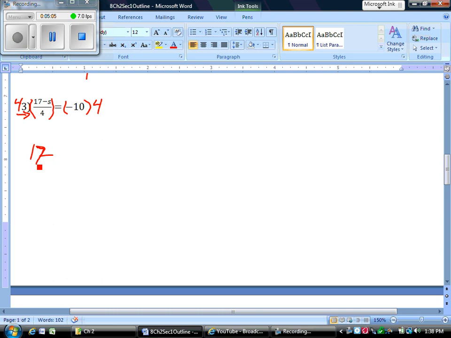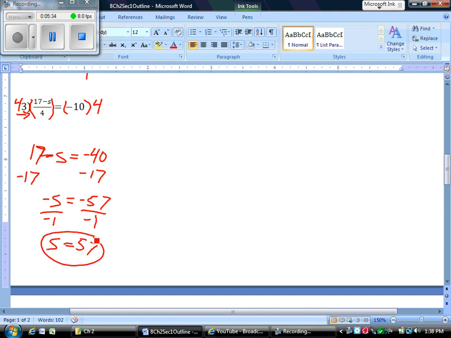That gives me 17 minus s equals negative 40. Okay? Please notice that that's the only time you get rid of multiplication and division first. So now it's just back to a simple equation, minus 17 from both sides, so that negative s equals negative 57. Again, we have a negative variable, which means I have to divide by negative 1 to get s equals positive 57. All right? So those, for the most part, should be review.